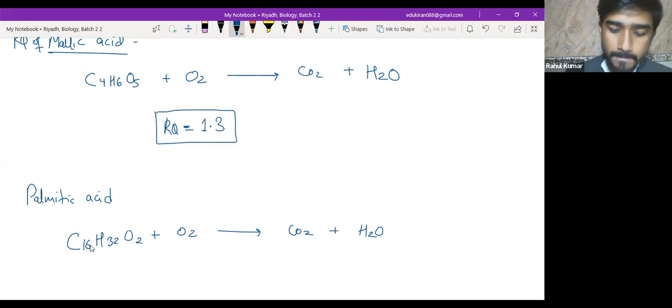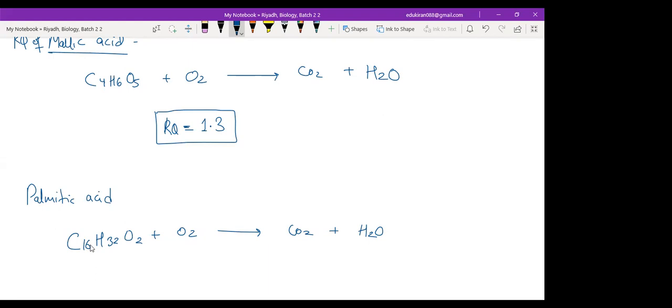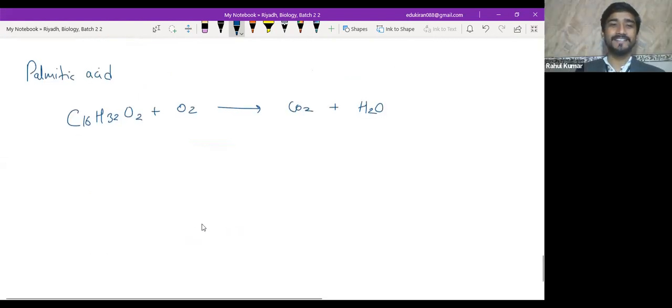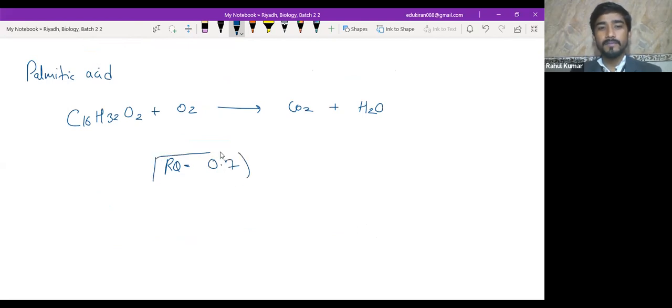Difficult. Sir, 0.6. 0.696. 0.7. Okay, just convert it. Perfect. So the RQ for palmitic acid is 0.7. Now there is one rule that you should remember.